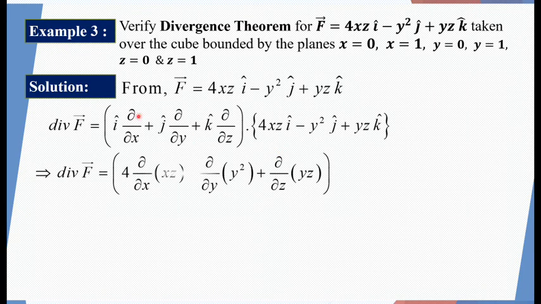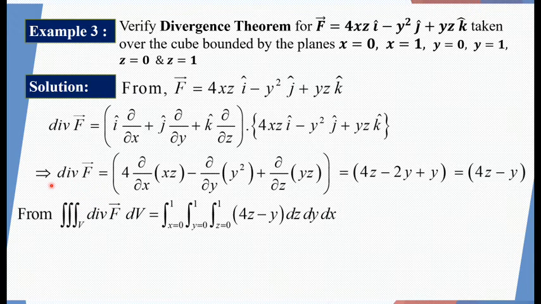So it will be del over del x of 4xz. Now 4 is the constant, so we can take it outside. So del over del x of xz, minus is there, minus plus minus, so del over del y of y square and del over del z of yz. So partial differentiation of xz with respect to x is z, partial differentiation of y square with respect to y is 2y, and partial differentiation of yz with respect to z is y. So 4z minus 2y plus y, so it will be 4z minus y. So this is the divergence of vector f.